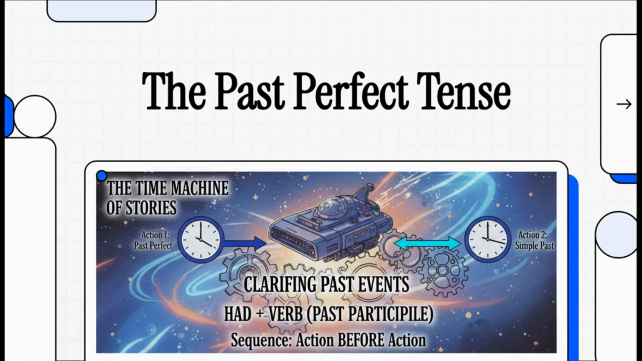You know when you're telling a story and you realize the timeline is getting all tangled up? Well, English actually has a built-in time machine for that exact problem, and today we're going to figure out how to use it. It's called the past perfect tense.